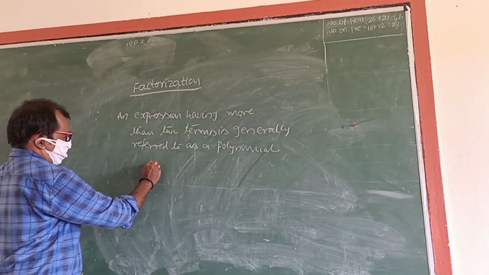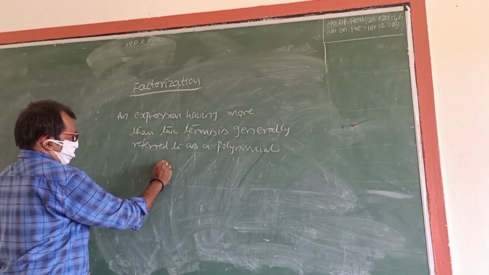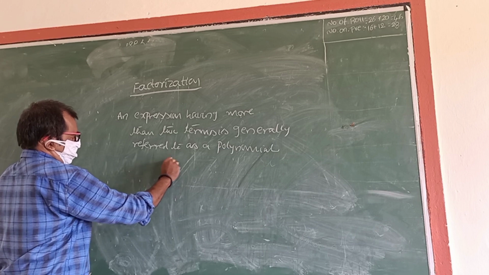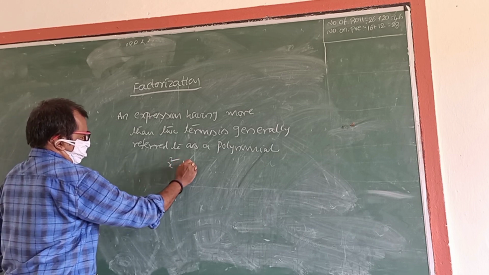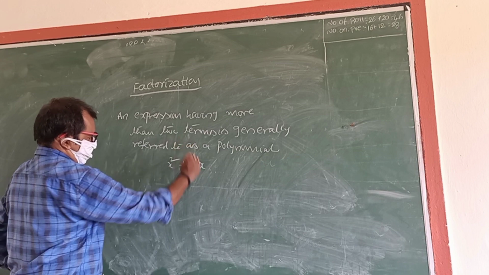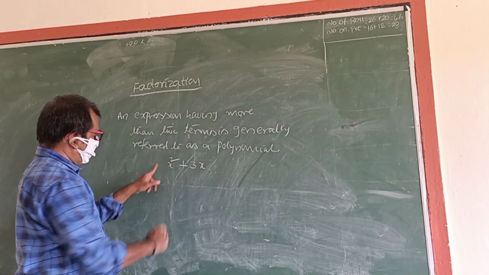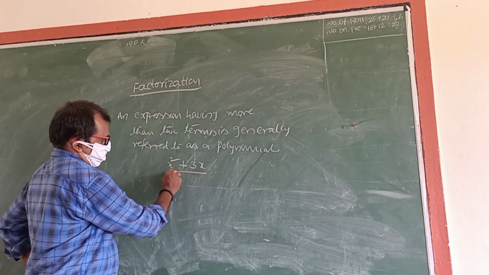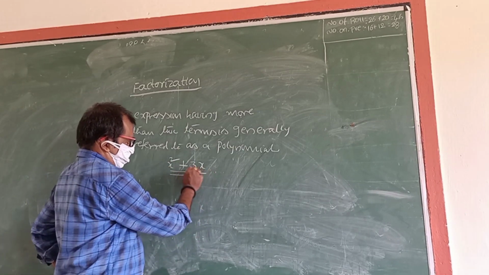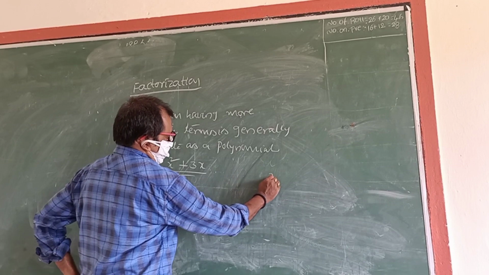Generally, monomial, binomial, trinomial and polynomials. For example, we are taking the expression x square plus 3x. There are 2 terms present in the given expression.